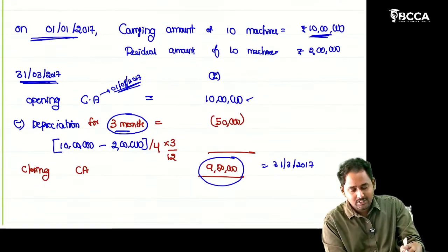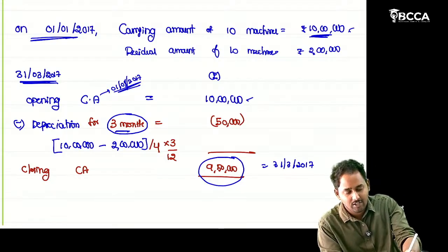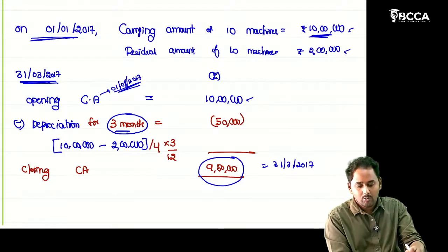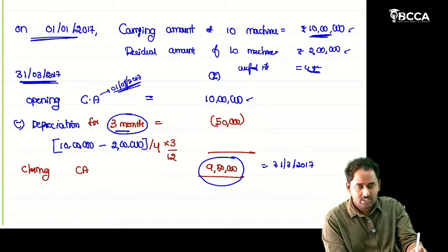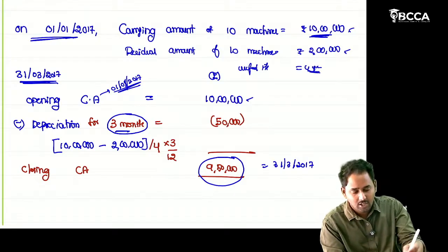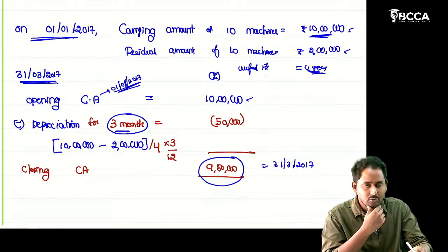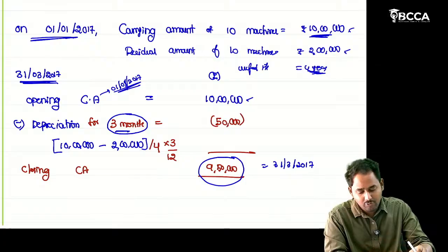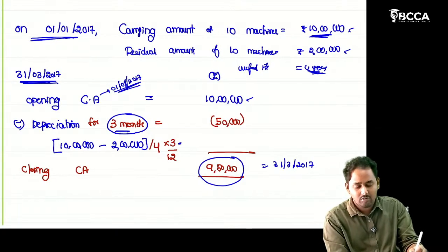So 10 lakhs is the opening carrying amount, minus what is the expected residual value? 2 lakh. What is the useful life? Whether I can take 10 years or 4 years? 4 years only. That is the physical life, I am not considering it. I should see how many years this asset is going to be used in my business. 4 years. 4 divided by 4 into 3/12, 50,000.